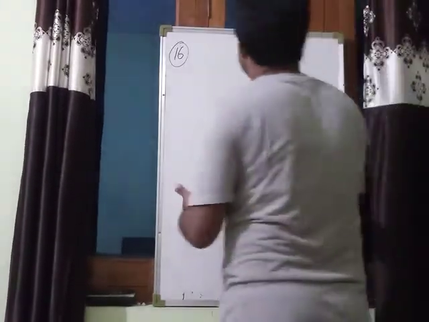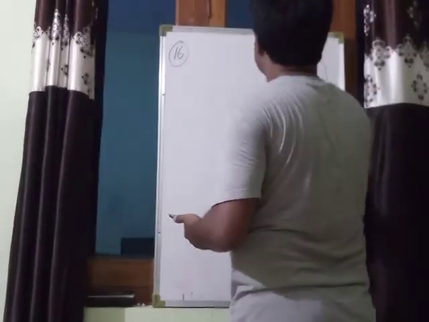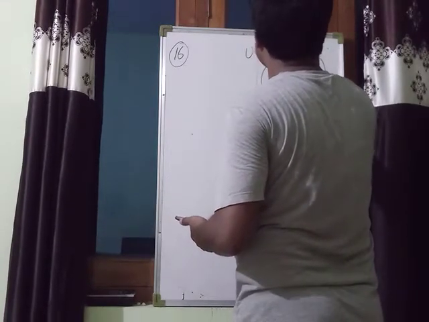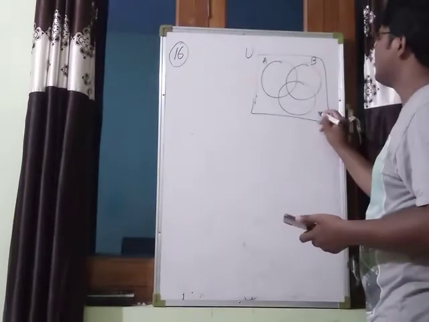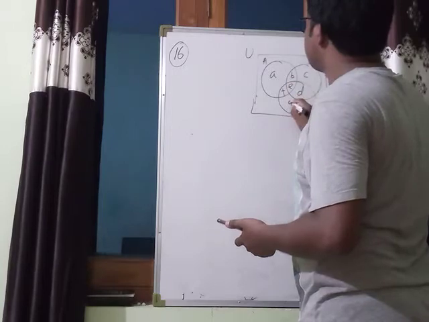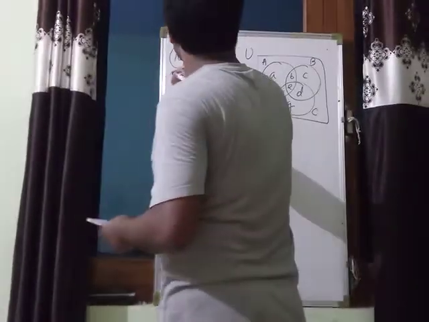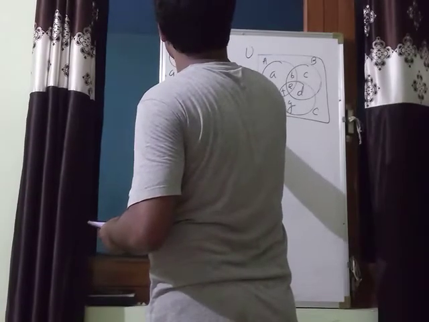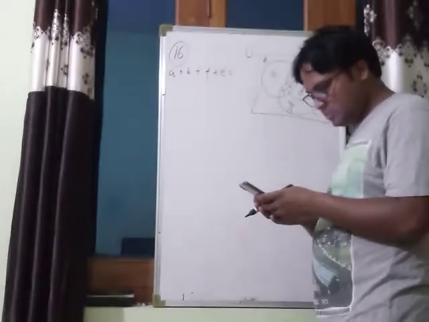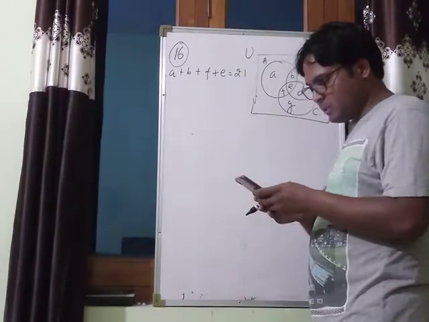So I am going to solve this also by Venn diagram. Suppose this is a universal set. This is A, that is B, and that is C. So label the sections A, B, C, D, E, F, G. Now, how many like product A? A plus B plus F plus E, and that is equal to 21.